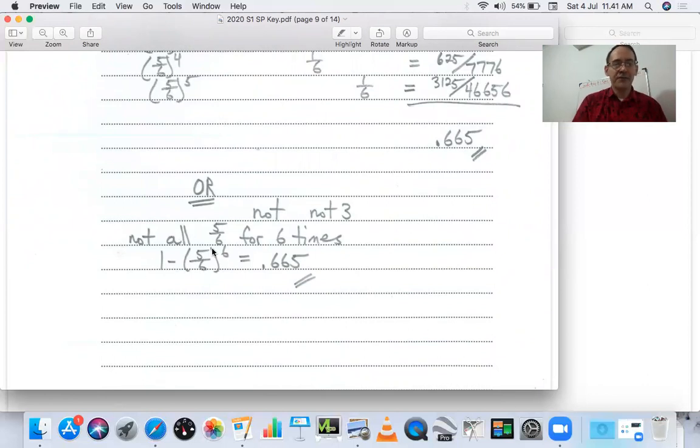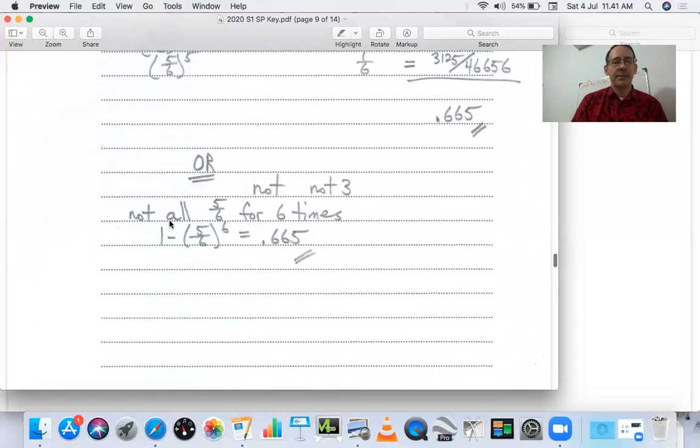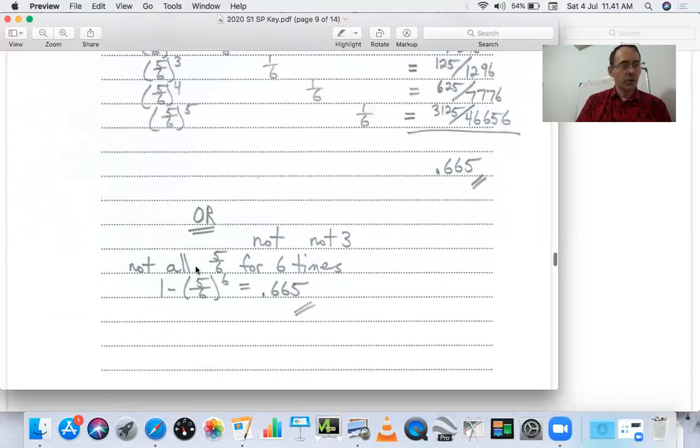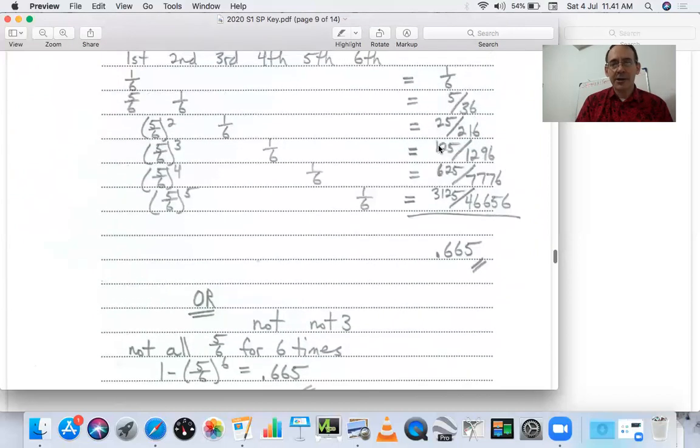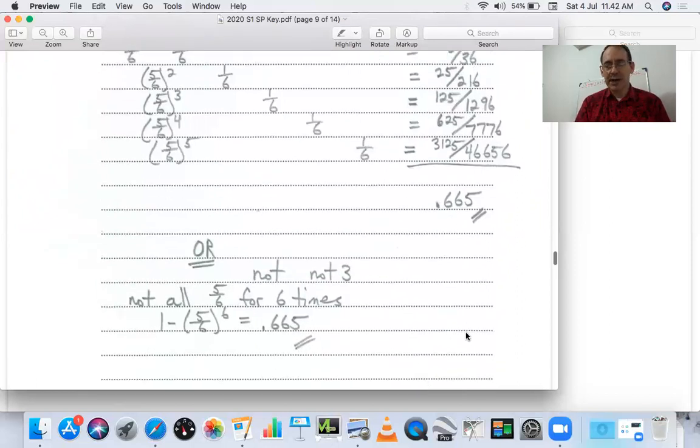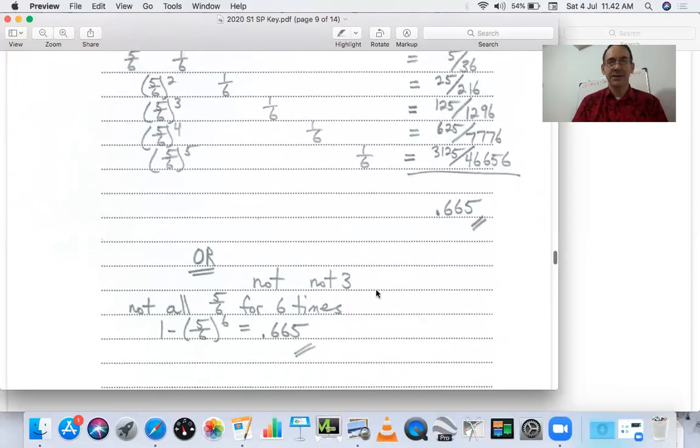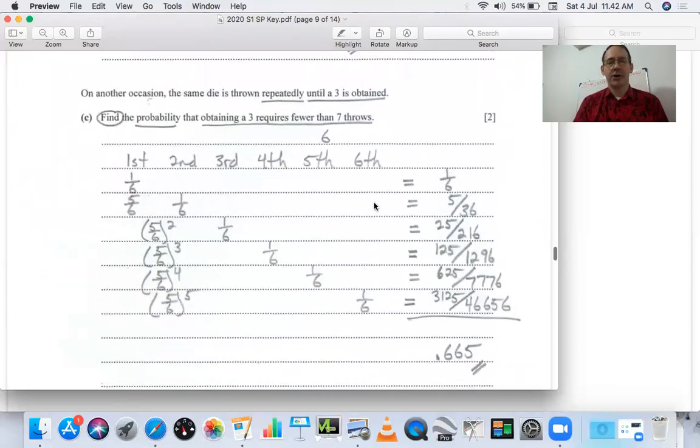So not all 5/6, that's your failures, for 6 times, meaning 1 minus for the not, and then not being successful, failing, 5/6 to the 6th power, because you're doing it 6 times. 1 minus that is your 0.665. So if you think about it, you can work smarter, not harder, but you got to be able to recognize that 1 minus opportunity, the not 3 for all 6.